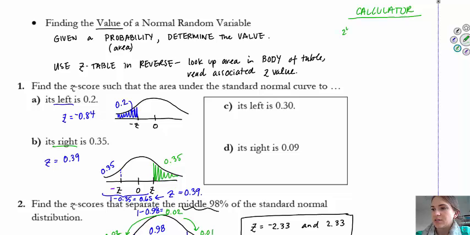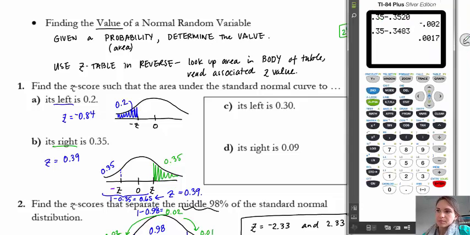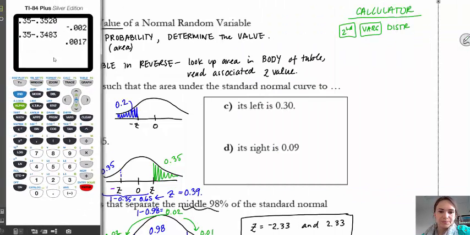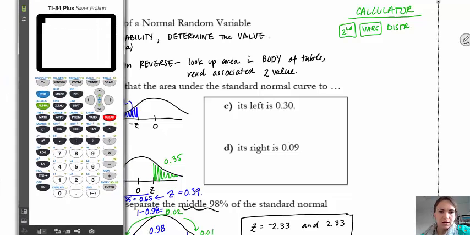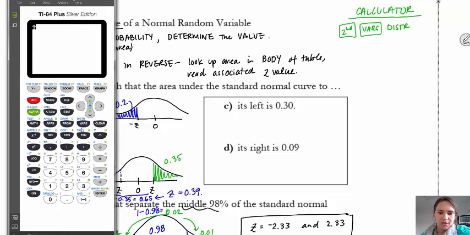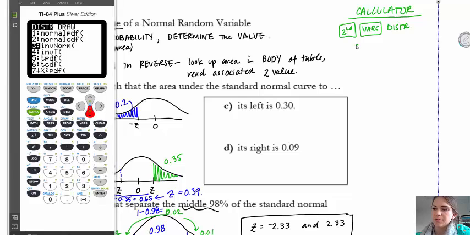So to access that, we'll hit the second number in the variables key. That will access the distribution menu, just like we did for binomial and normal CDF and PDF. So second, distribution, normal PDF, never use CDF for finding probabilities, inverse norm, number 3, for finding values of random variables.